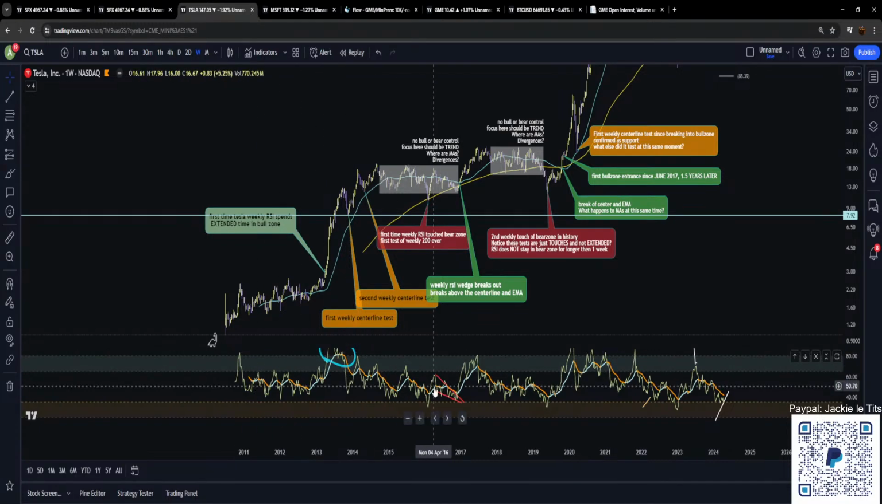And not only that, but price never again spent more than 2 weeks in the bearish control zone on the weekly time frame. Right? Never again.